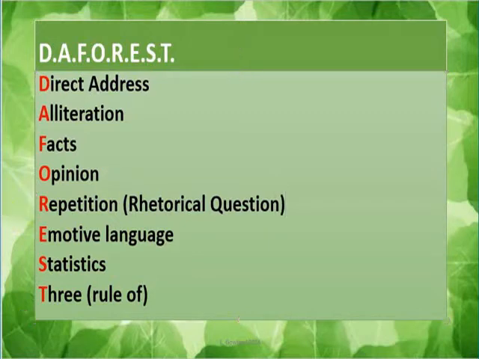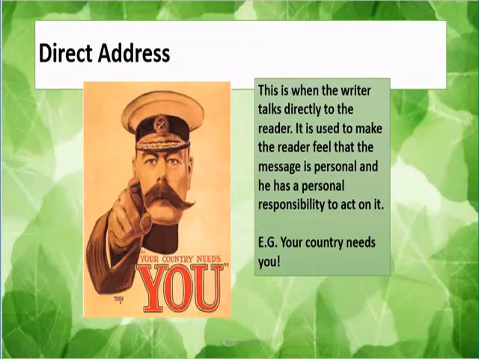Now, let's go through them. A direct address is the first one, and it just means when the writer is talking directly to the reader. The idea is that if I'm talking directly to you, you personally feel like you have to do whatever I'm saying, and you feel like it's a conversation between us. But actually, it's not. It's a conversation between whoever's writing the text and anyone who reads it.